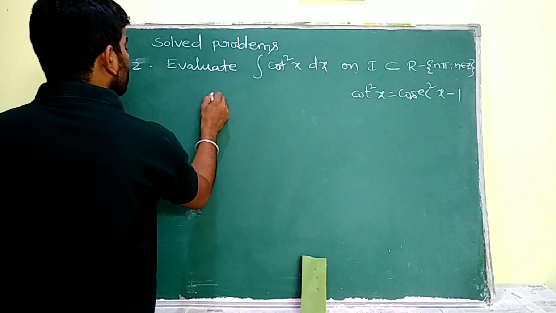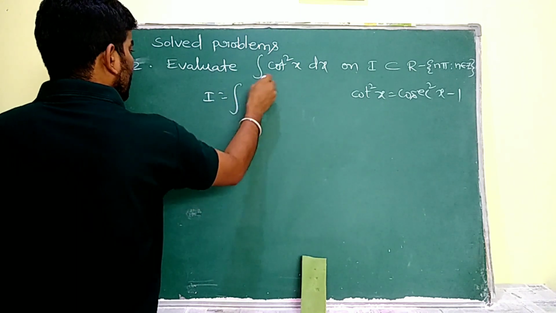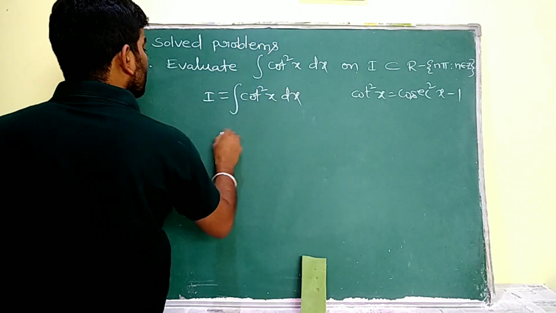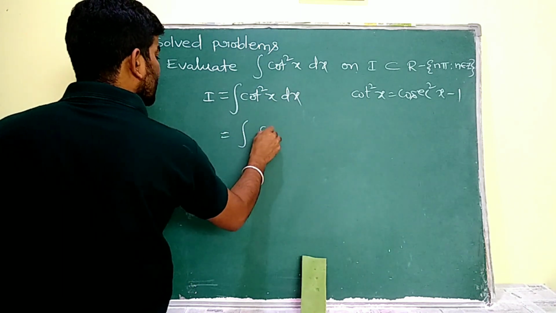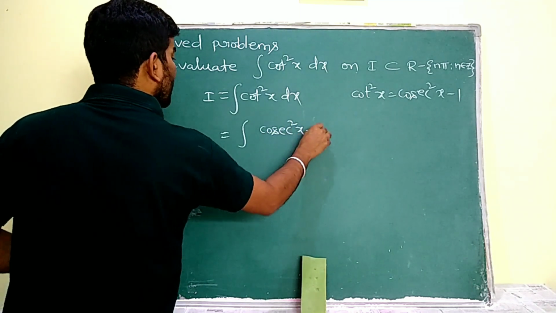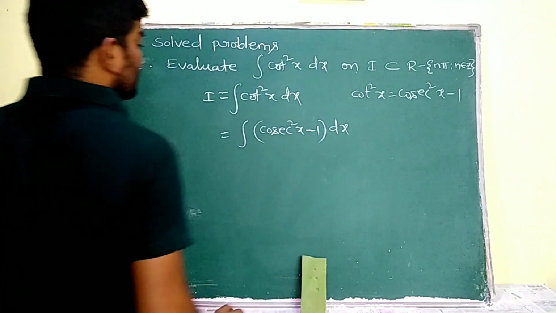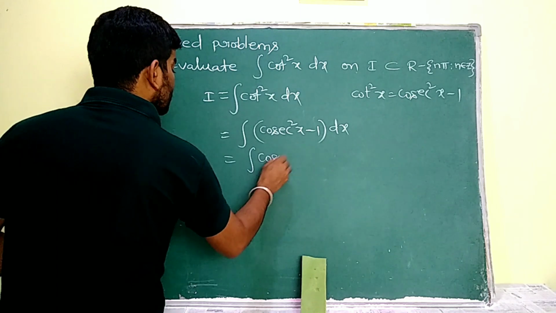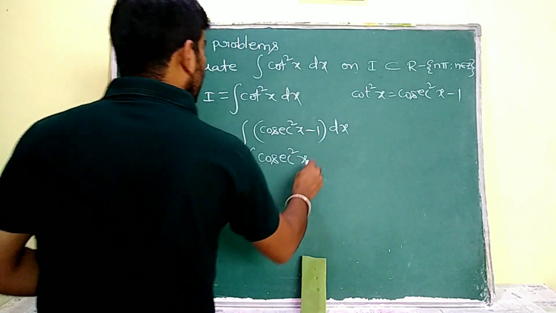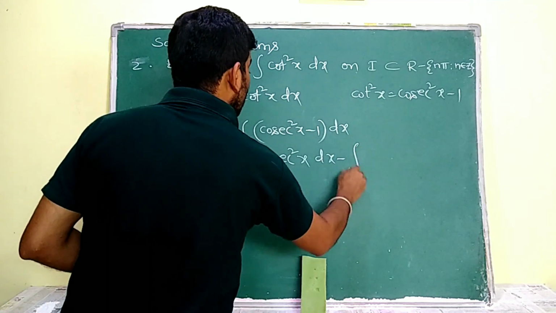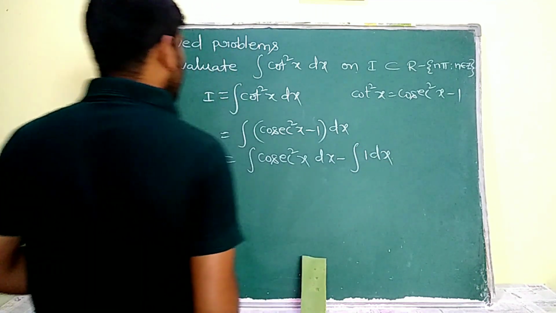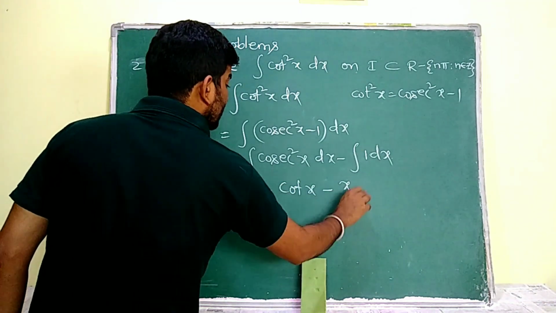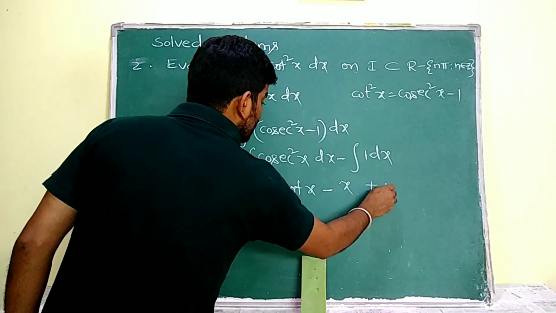So firstly I have to assume the given integral as I is equal to integral cot square x dx. Now I am going to rewrite the value of cot square x, that means integral cosecant square x minus 1 dx. Now see, this is the combination of two functions, so I am going to split it into two: integral cosecant square x dx minus integral 1 dx. We know that integral cosecant square x is minus cot x, minus integral dx means x, plus c.